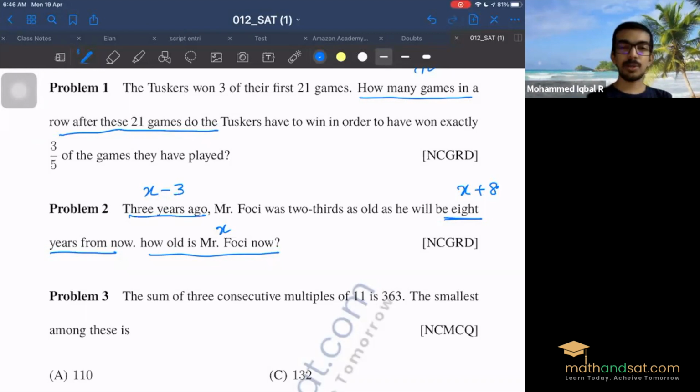Does that make sense? Is that all right? I've chosen the present age as X. So 3 years back, he was X minus 3. 8 years from now, he'll be X plus 8. Is that all right?